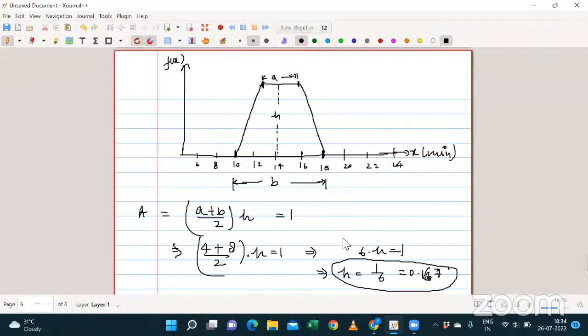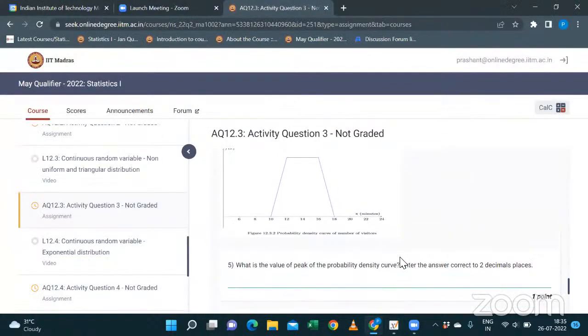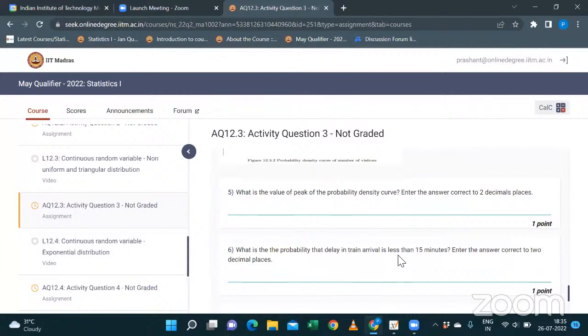Actually, 6H plus 1 equals 6H equals 1, and then H equals 1 by 6. Yes, okay, H equals 1 by 6. You can apply it. In the third area, I think somewhere I missed. Okay, yeah, I have gone wrong in that place. Okay, thank you, sir. It's okay. Anybody else?